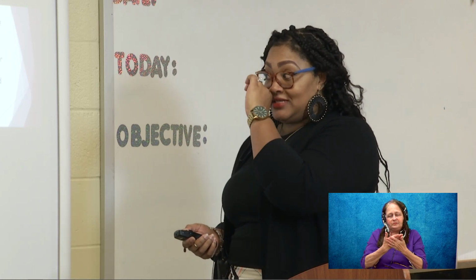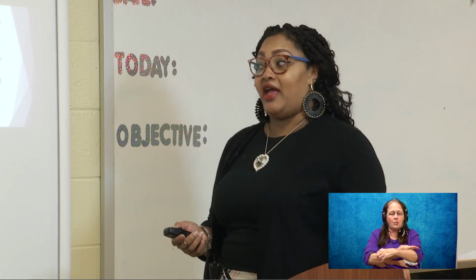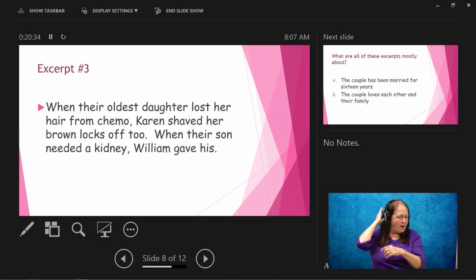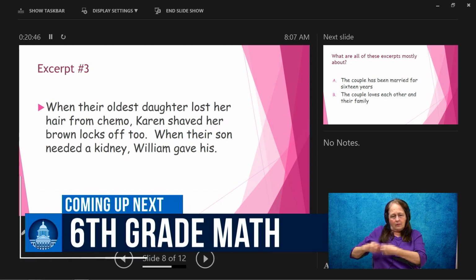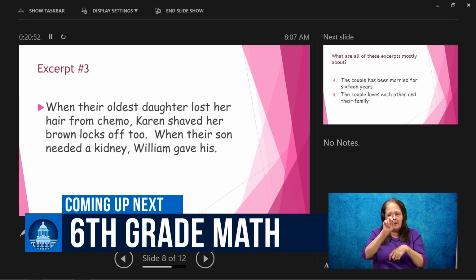When their oldest daughter lost her hair from chemo, Karen shaved her brown locks off too. When their son needed a kidney, William gave his. That takes a lot of strength and energy to give up those types of things. That's pretty strong. I don't know what I'd do if I had to shave my hair off. Well, we put all that together. What do you think this excerpt is about?